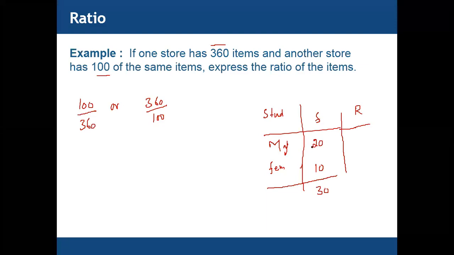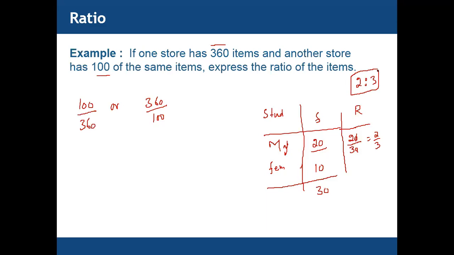Like the ratio of male, 20 males divided by 30 total. So 20 divided by 30. If 0 cancels with 0, this means 2 over 3. Or you can write it in the form of ratio 2 ratio 3. What does this mean? This means that out of 3 students, 2 students are male. This is a comparison of male students with total students. 2 over 3 or 2 ratio 3 means out of every 3 students, 2 students are male.